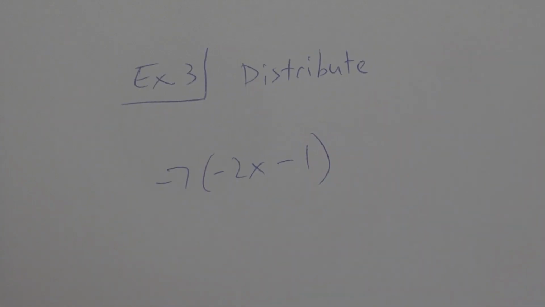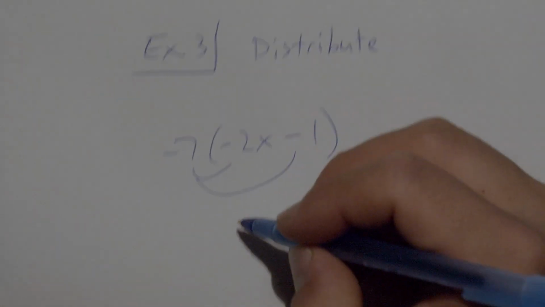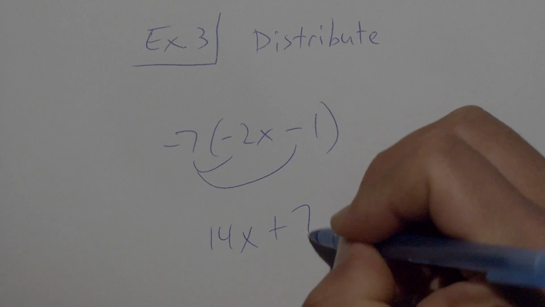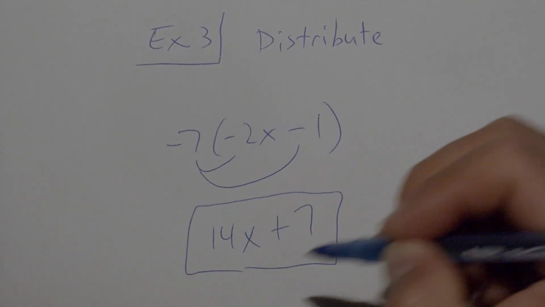And here's example 3. Again, we're just going to distribute. So that's going to be positive 14x and then plus 7. We cannot combine any like terms here.